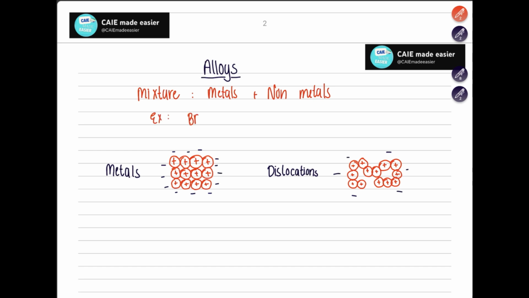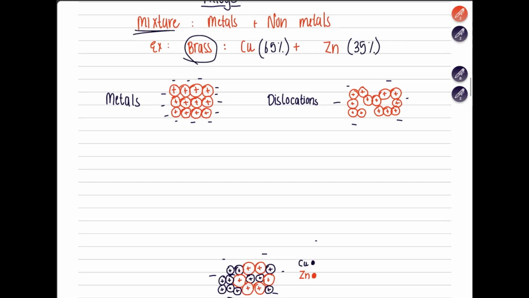brass. What is brass? Brass is an alloy, and it is made up of copper as well as zinc. Now, what is the percentage of both of them? We have 65% copper and 35% zinc. So when we have these materials combined together, note they are not reacting together. They're just combined together to form a mixture. We get brass.